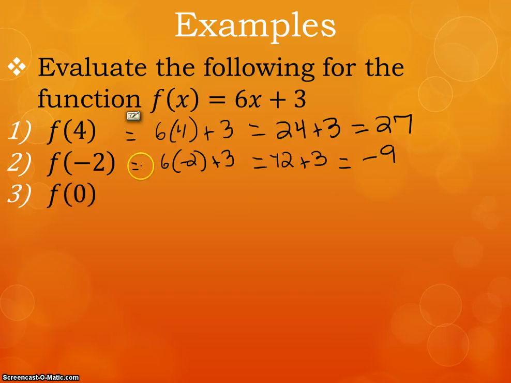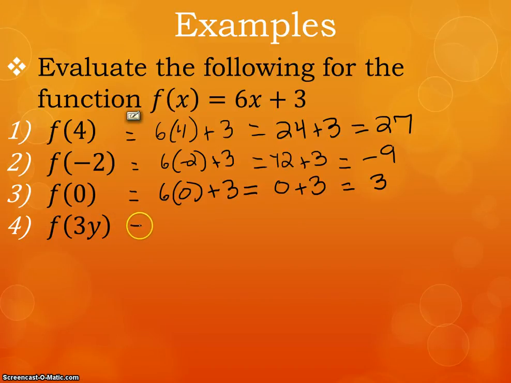F of 0. 0 is still a number, so we still replace the inside x with 0. 6 times 0 is always 0. And 0 plus any number is just that number. This 0 situation right here, when we talk about graphing, is really important. We'll get into this. This is what we will call, for a linear function at least, the y-intercept. And again, we'll get to that in terms of linear functions at a much later date.